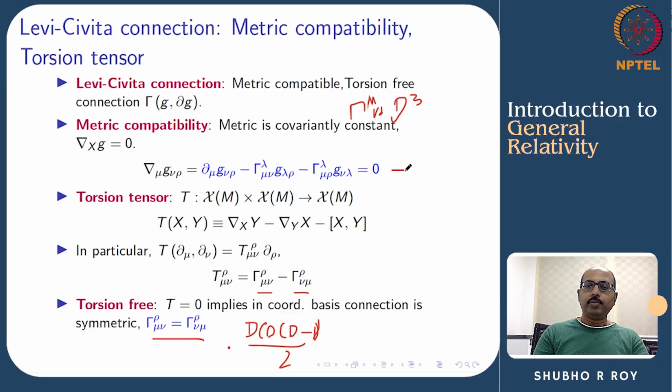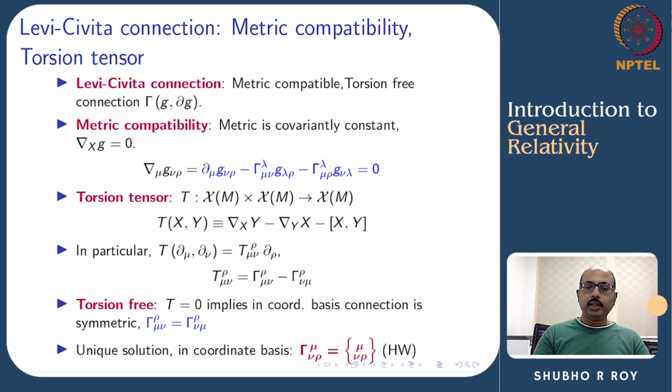And then the metric compatibility removes some components because there are d squared times (d plus 1)/2 constraints. Sorry, this is 1. And then another d squared times (d minus 1)/2 constraints which comes from torsion free. And if you subtract these two from d cubed, you will see the answer is 0. That means there is no freedom left and the connection is completely determined. Okay, and this I will leave as a homework.